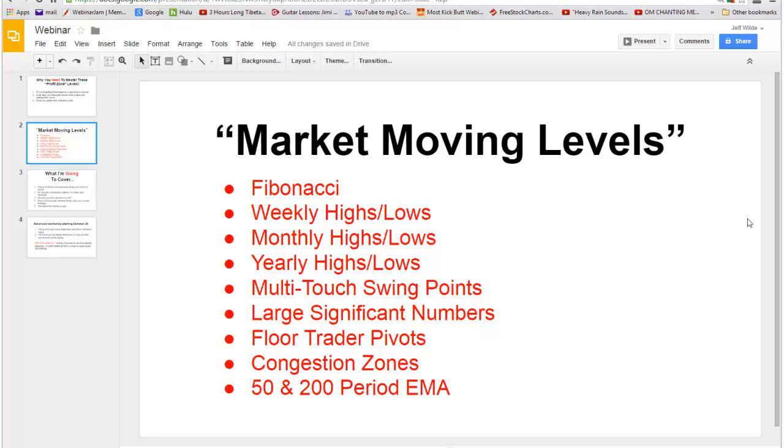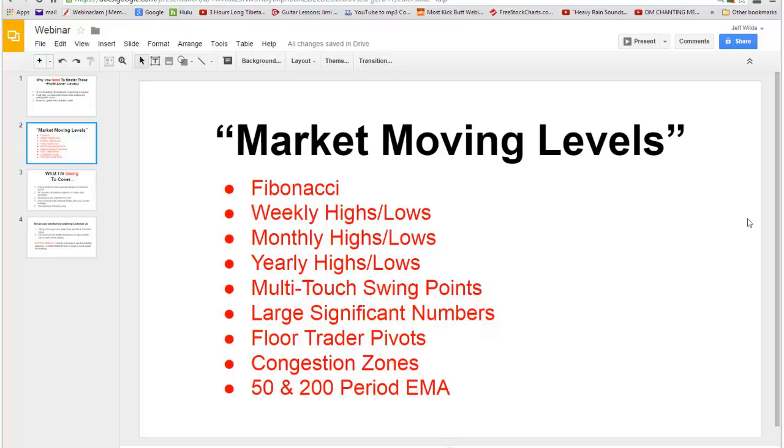Another thing you really have to be aware of is congestion zones, because whenever you have a congestion zone, that is a high probability turning point in the market. When the markets are kind of sleepy or they're congested, it always leads to high volatility, and that's where you're going to get some great opportunities. You also need to be aware of the EMAs, or the moving averages, that the big institutions look at, and some of the ones they love are the 50 and the 200 period EMA, and things tend to happen there.